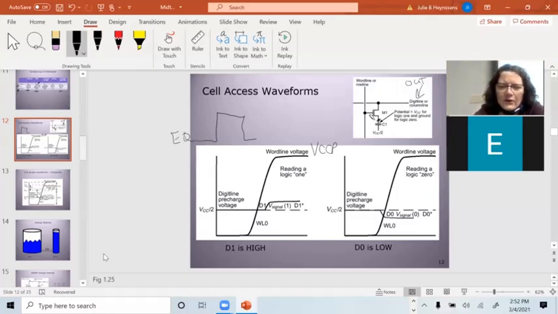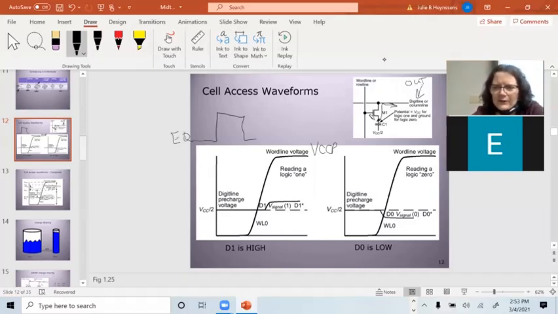So this goes all the way up to VCCP. As soon as the word line goes on, the entire row of transistors turns on, and these capacitors dump their charge onto the output.